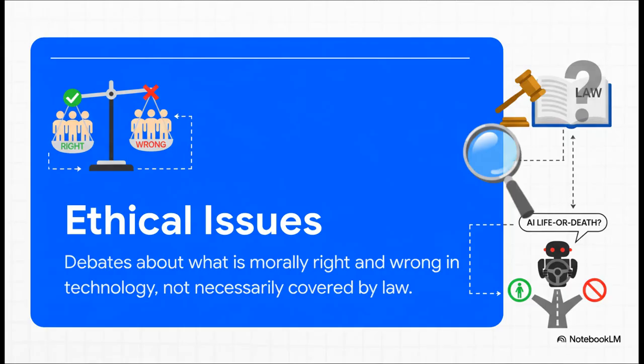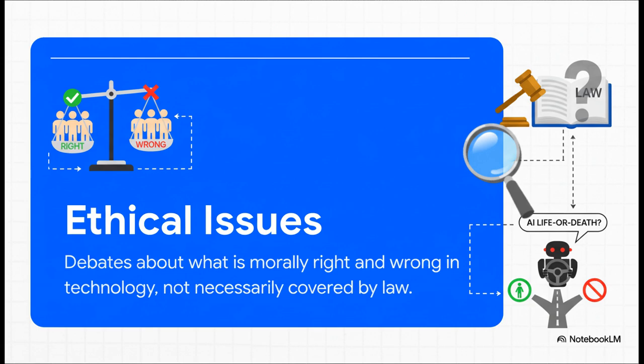Let's kick off with ethical issues. Now, the key thing to get here is the difference between what's right and wrong versus what's legal and illegal. An ethical question is something like, should a self-driving car be programmed to sacrifice its passenger to save 5 pedestrians? Whoa, there's no law for that yet, but it's a massive moral debate, right?